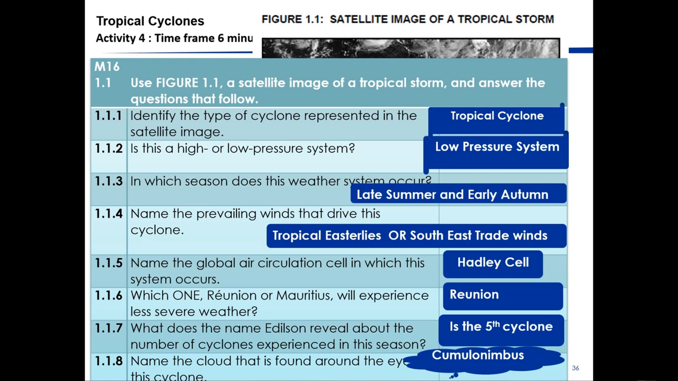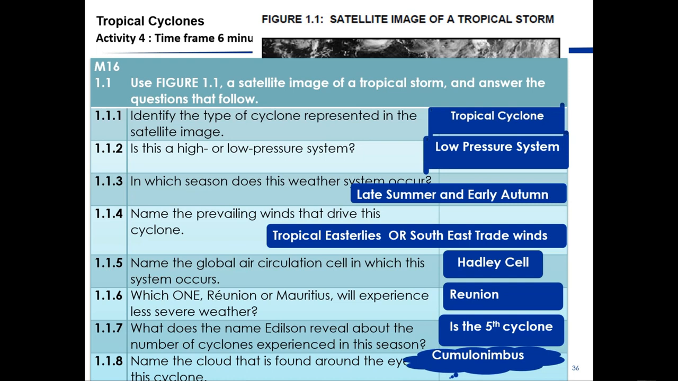The one thing that we can ask you from that tropical cyclone, if you look at the air, is: is that tropical cyclone in the northern hemisphere or in the southern hemisphere? So what is the difference?